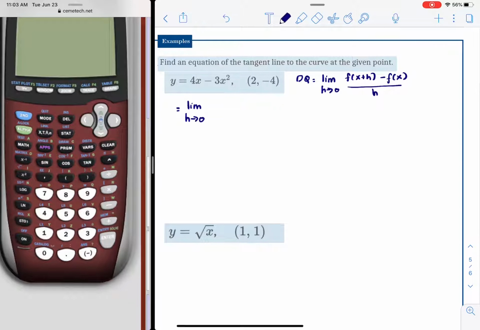So I'm going to start with f of x plus h, so I'm going to replace the x there by x plus h. Make sure you put the parentheses properly, so 4 times x plus h minus 3 times x plus h squared. That is the f of x plus h part, minus 4x minus 3x squared. That is the f of x part. So that is f of x plus h minus f of x, and divide by h.